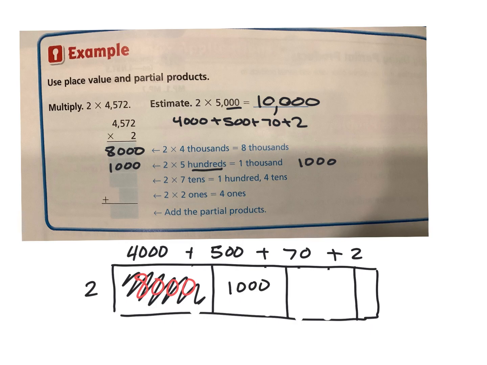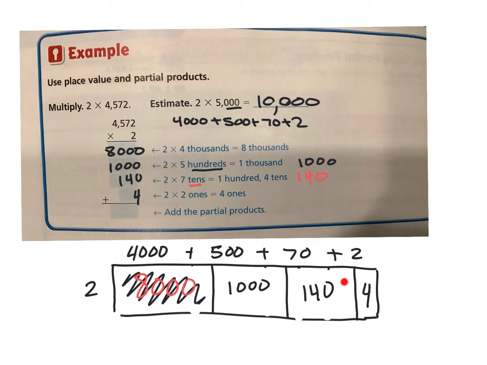Okay, now we have the 2 times 70. So we will do 2 times 7 tens. 2 times 7 is 14 tens. 2 times 7 is 14 with the 0 on the end. And we get 140. And finally, we do the ones column. 2 times 2 is 4.